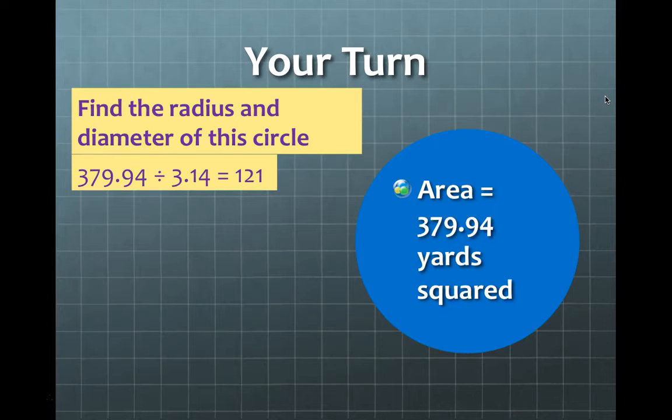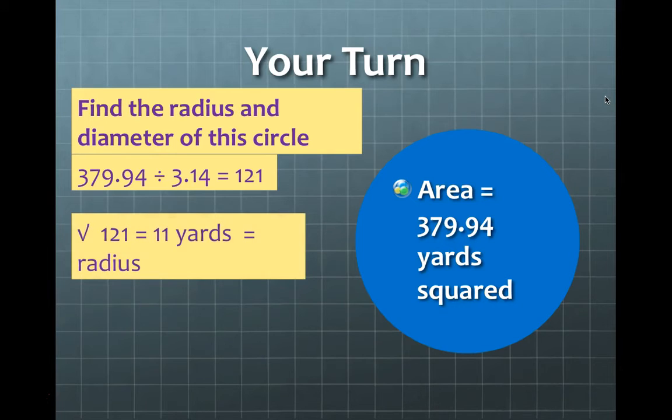So now you're thinking, what times itself is 121? And of course, that is 11. I'm telling you, it's so important. You have to know your squares. I would suggest everyone know their squares up to 20. And of course, 11 squared is 121.